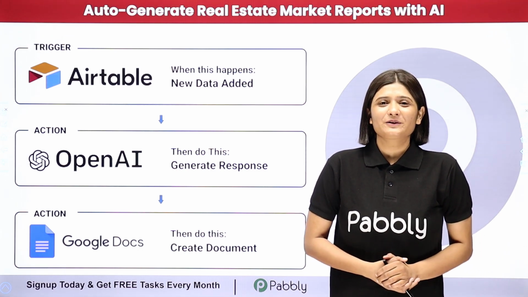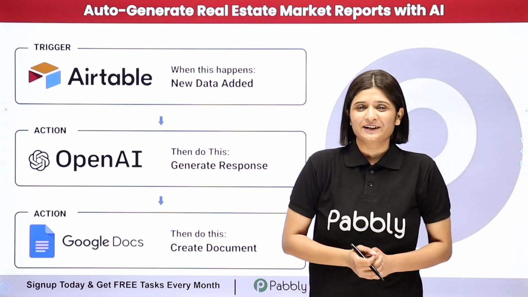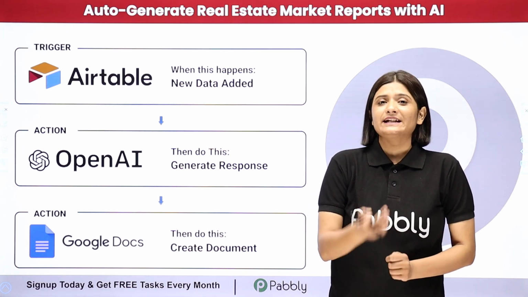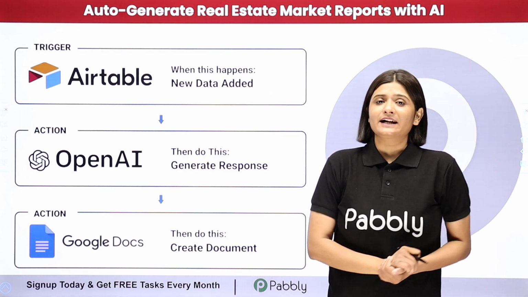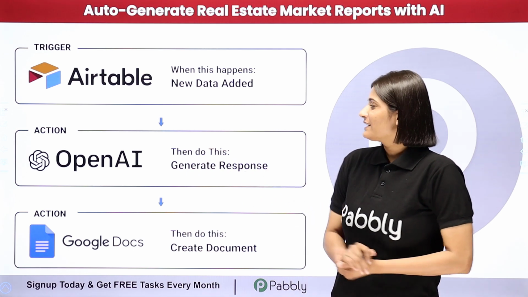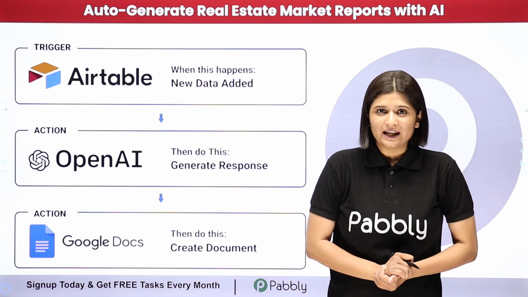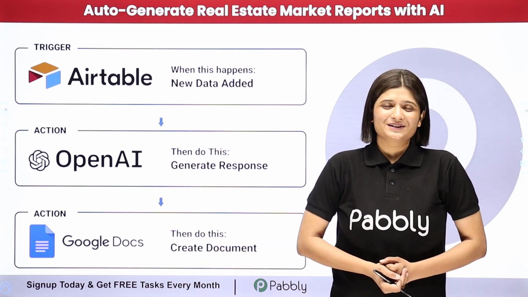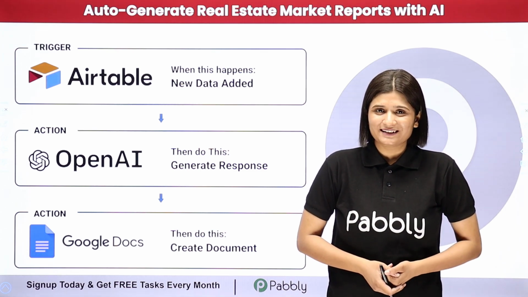In this video, we are going to learn how to auto-generate real estate market reports with AI. So let's suppose I'm running a real estate agency and I want to generate market reports. Now I'm adding all the details to my Airtable and I want that as soon as I add a new detail, the report should be automatically generated using AI agent. Here I'm going to use my AI agent as OpenAI and it should be automatically created as a document in my Google Docs. Doing this manually will consume a lot of time, so I'm completely going to automate this process.